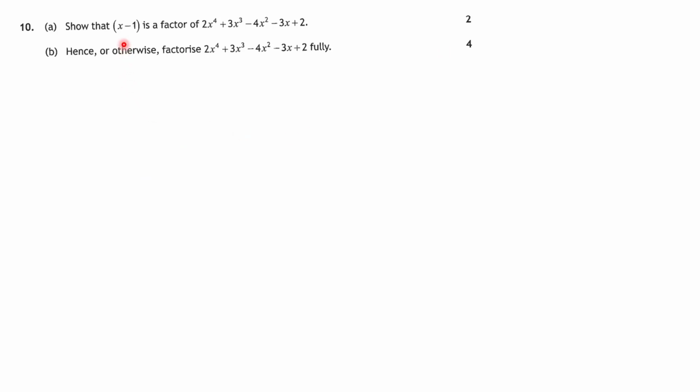Next question. Show that x minus 1 is a factor of this polynomial. And it says for part B, hence or otherwise factorise it fully. So we do it by synthetic division, and there it is. When you have x minus 1 here, you put a 1 there, and then these numbers up the top come from the coefficients of each of these terms here. So 2, 3, negative 4, negative 3, 2 are these numbers that you see here.